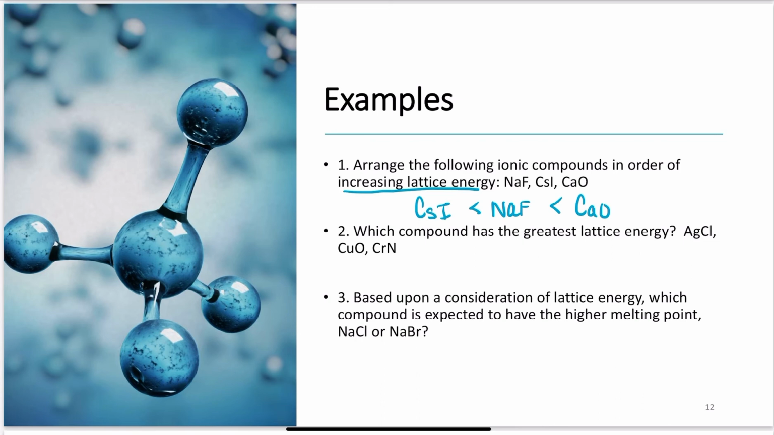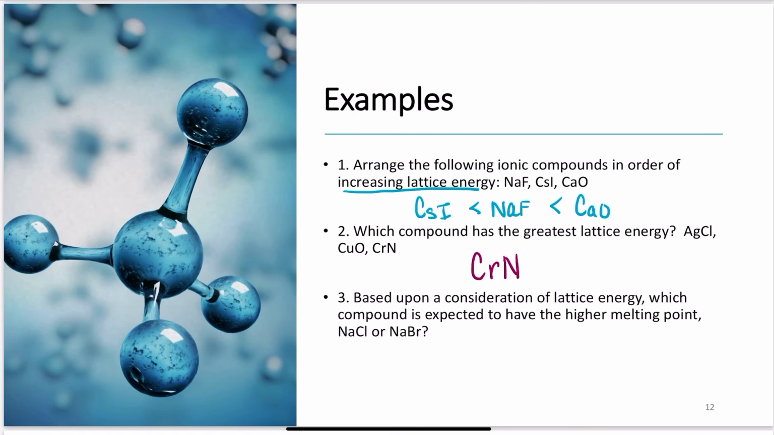AgCl, CuO, and CrN. Which one has the greatest lattice energy? AgCl, Ag plus Cl minus. CuO is Cu2 plus, O2 minus. CrN is Cr3 plus, N3 minus. Charge is the difference here. Charge trumps size, so CrN.